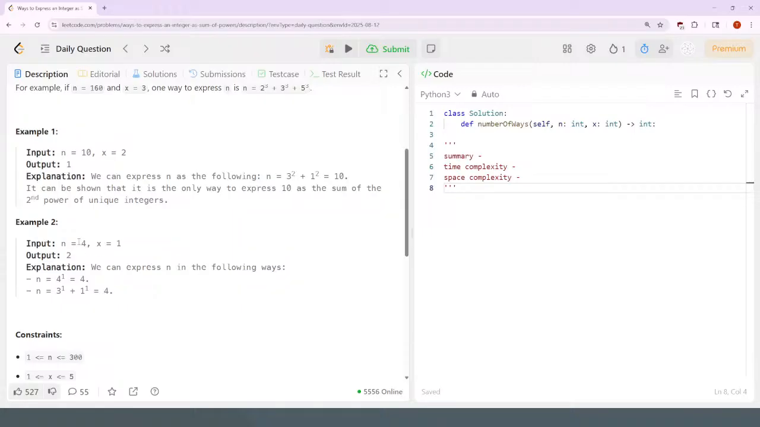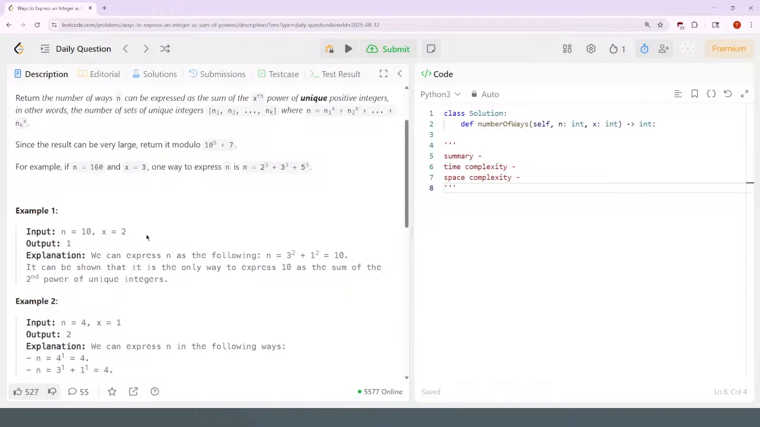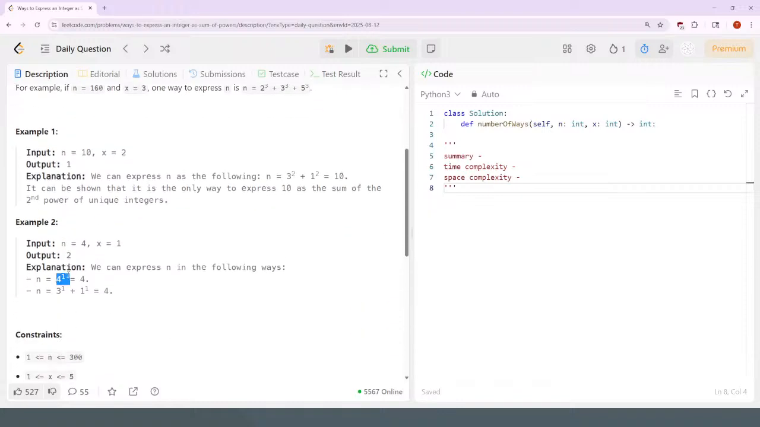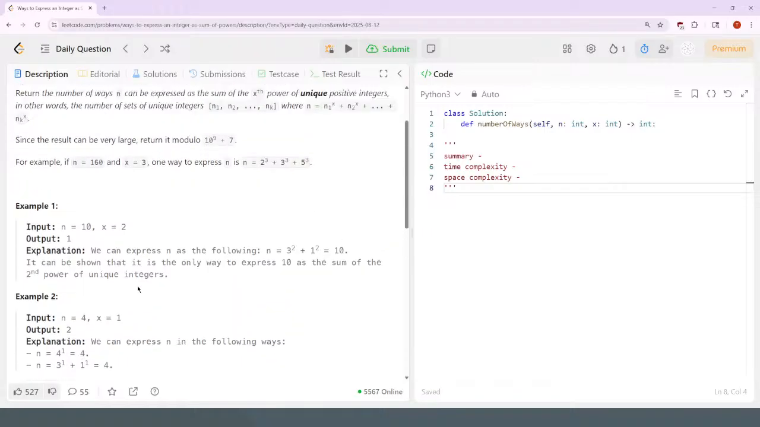N is 4, x is 1. Sorry, this is to the first power. So it'd be like 1 to the first plus 3 to the first. You can't have 2 to the first because then you'd have 2 to the first plus 2 to the first, which is not unique, so not possible. You can also have 4 to the first.